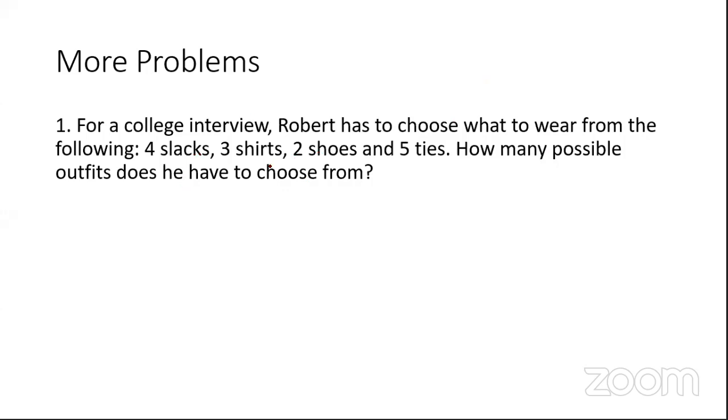So he's wearing everything. For slacks, he has 4. For shirts, he has 3 different ones that he can wear. For shoes, he has 2 different ones. For ties, he has 5 different ones. So how many possible outfits does he have? He's using all. It is all. So I believe you should be able to do this. Is there anybody that cannot do this? What's the answer?